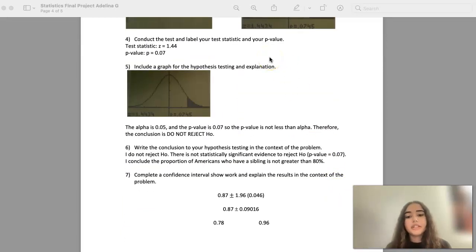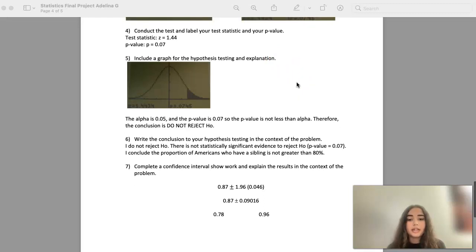The alpha is 0.05 and the p-value is 0.07, so the p-value is not less than alpha. Therefore, the conclusion is do not reject H0. I do not reject H0. There is not statistically significant evidence to reject H0. I conclude the proportion of Americans who have a sibling is not greater than 80%.